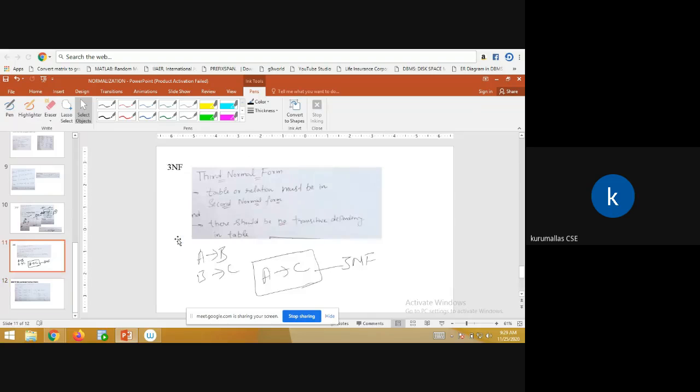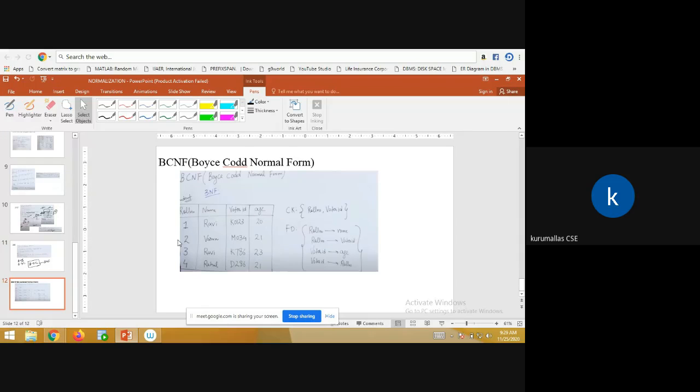So consider third normal form, right? Next, BCNF. BCNF means Boyce-Codd normal form. Here the table consists of four attributes and four rows. According to Boyce-Codd normal form, the candidate keys are roll number and voter id. These two are candidate keys.